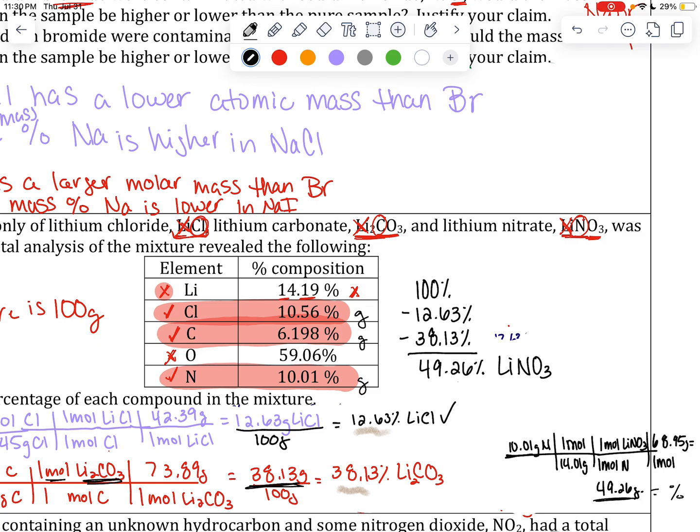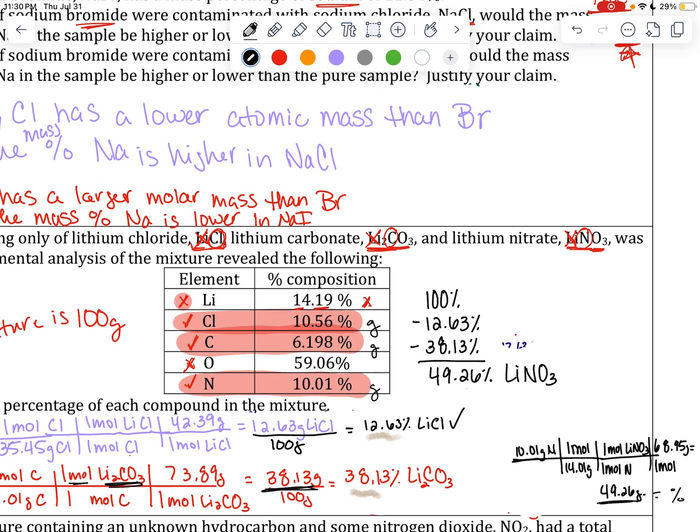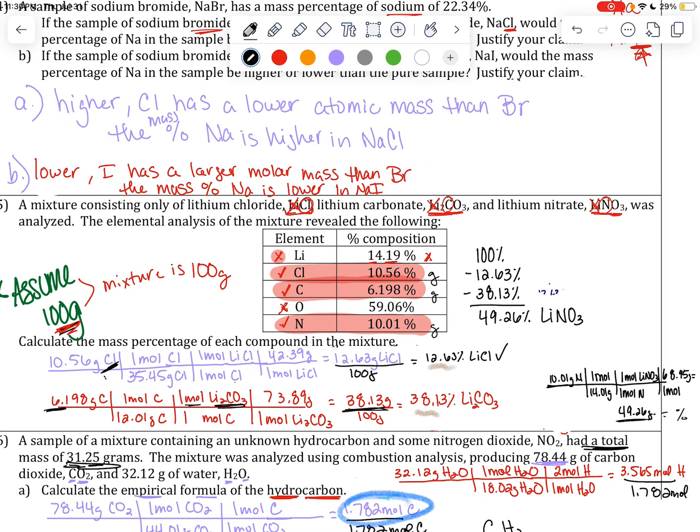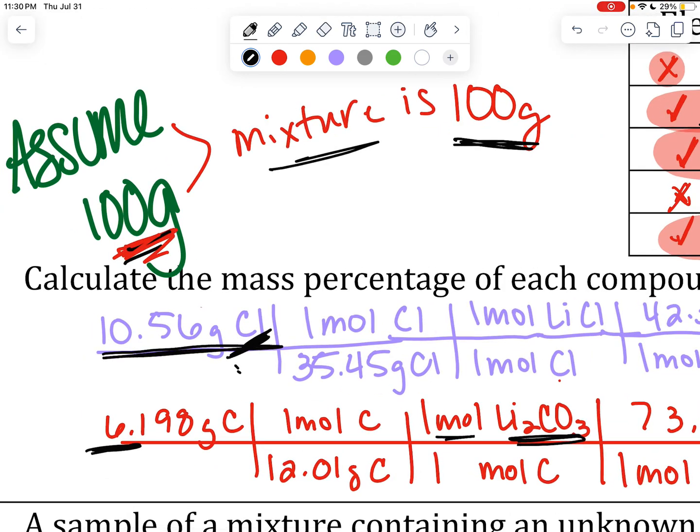The third thing that you want to do is start with your given. Because you have to find the mass percent of each compound, which means that you need to get the mass of each compound before you get the total mass of the mixture, right? So if we're assuming that the mixture is 100 grams, we have to figure out the mass of each compound. So first step is the mass of lithium chloride. I just told you to use chlorine, so we're going to use 10.56 grams.